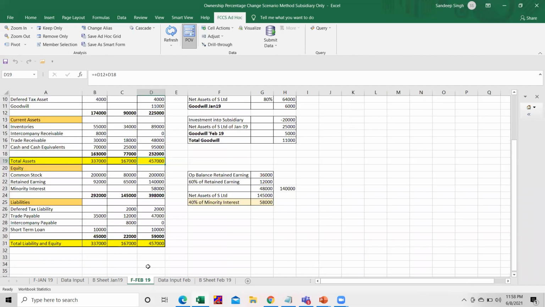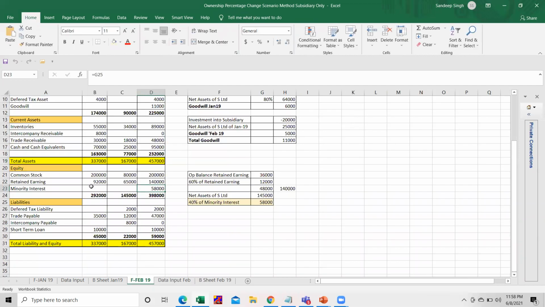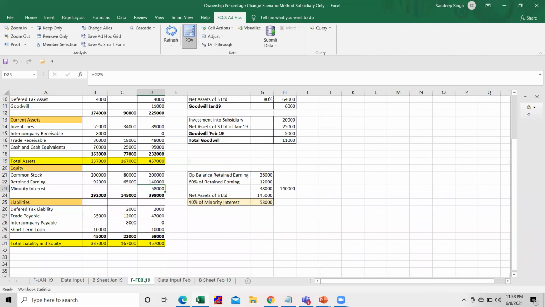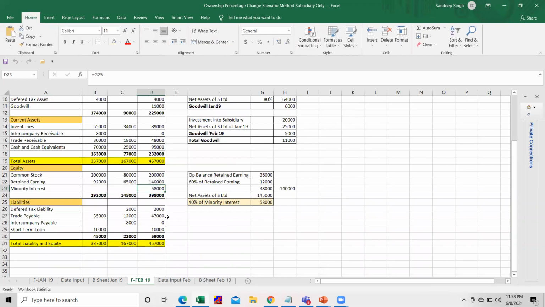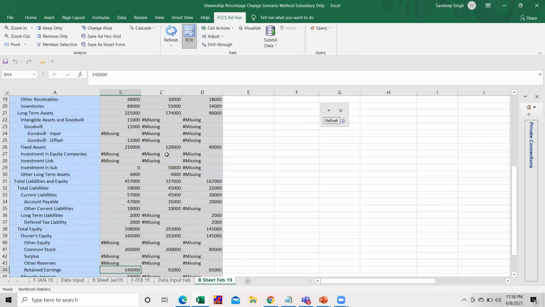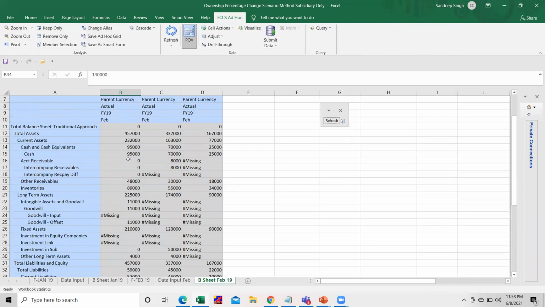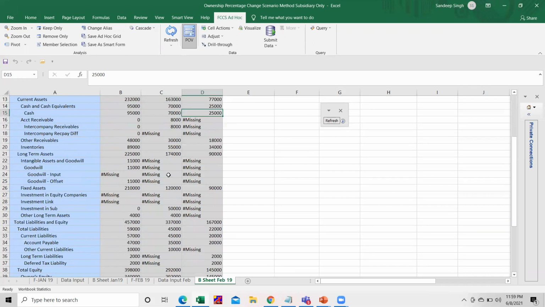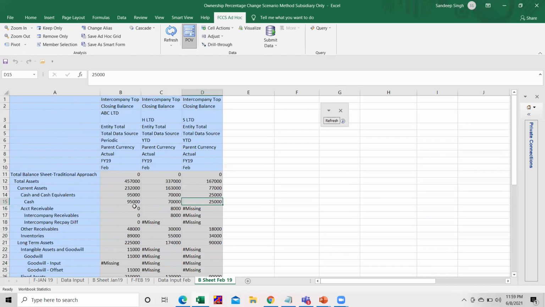This is 58,000, what we have calculated. And the retained earning number is 1,40,000, what we have calculated. All the rest of the accounts are simply merging, because you can see that the cash and cash equivalent is 70,000 plus 25,000, which is 95,000. So for the remaining accounts, that is assets and liabilities, it is 100% merging both of them together.